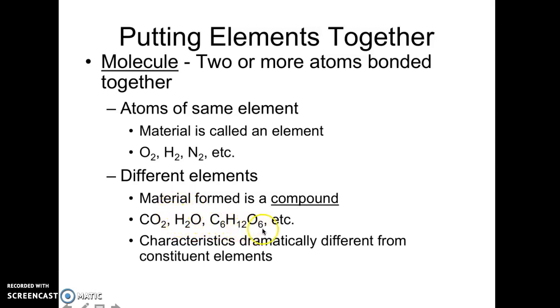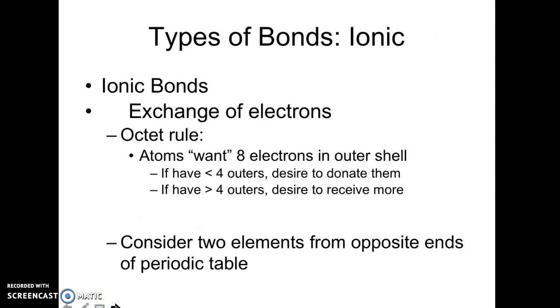Here, C6H12O6 will become very familiar as we move on in this class, and that is glucose. That is our most basic sugar. And you can see here that there are 24 different elements that are making up this particular molecule. So again, they're very different when they're put together with their different atoms. Now, there are some different types of bonds. We can have ionic bonds and we can have covalent bonds.